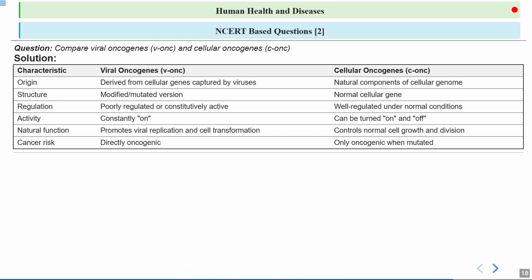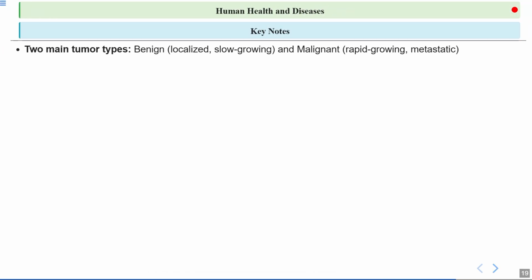Now, the natural function of viral oncogenes is to promote viral replication and cell transformation. What is the natural function of cellular oncogenes? Usually they control normal cell growth and division. So proto-oncogenes control normal cell growth and division, but if they get abnormally activated, they can also cause cancer. Viral oncogenes are directly oncogenic, whereas cellular oncogenes are only oncogenic when mutated, altered, or abnormally activated.